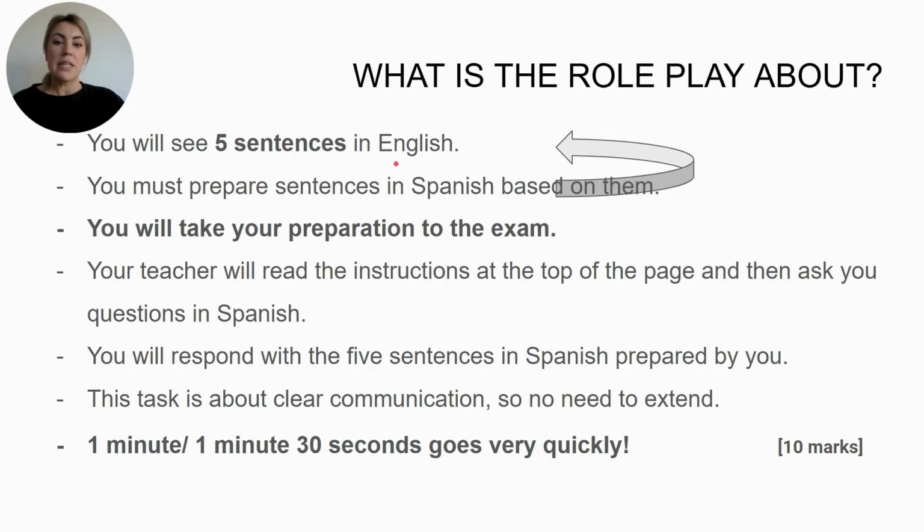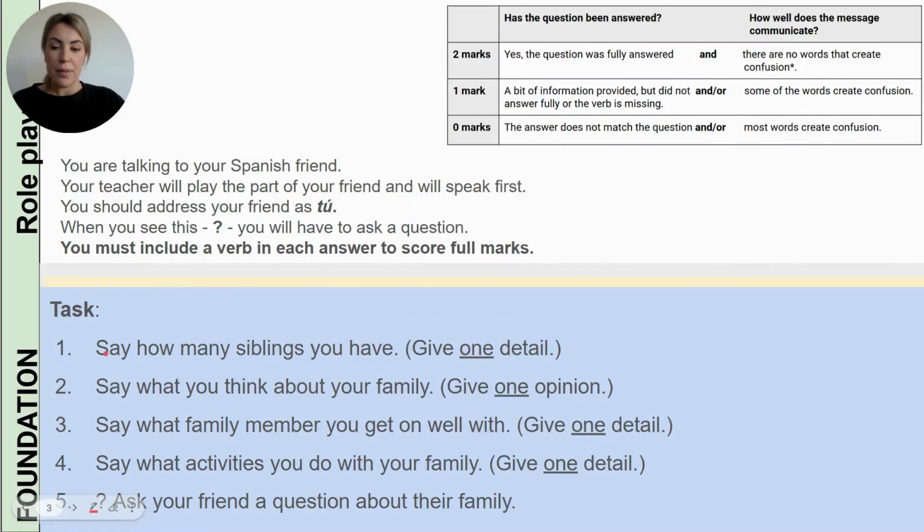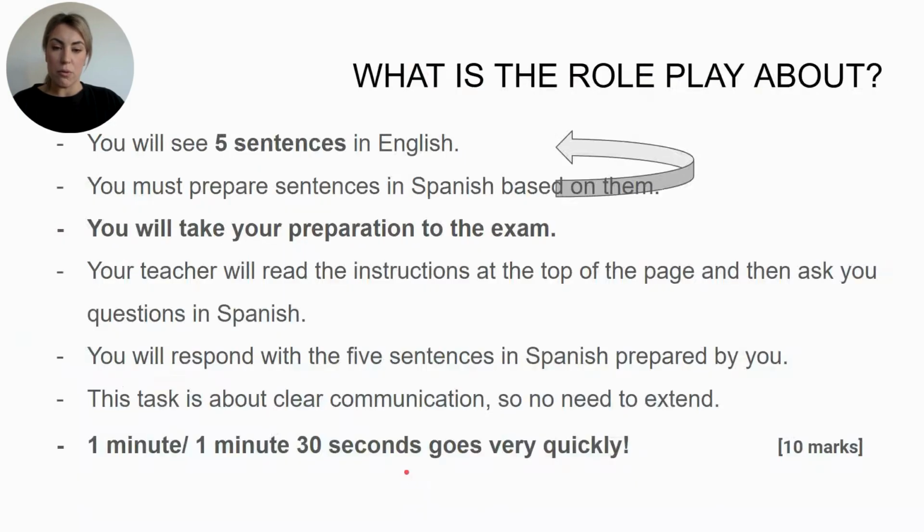You're going to see 5 sentences in English and you must prepare sentences in Spanish based on them. This is what I mean. So, instructions in English, and then it tells you how much detail, how many opinions, and so forth. You are going to take this to your preparation room the day of the exam, so you'll prepare for this. Then your teacher will read the instructions at the top of the page and they will ask you questions in Spanish, and you are allowed to read your preparation in Spanish as well.